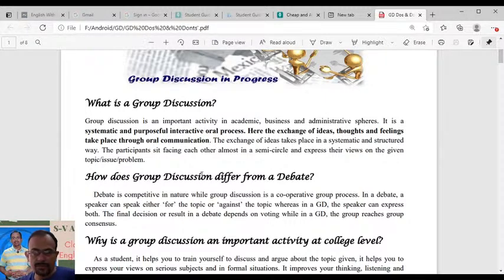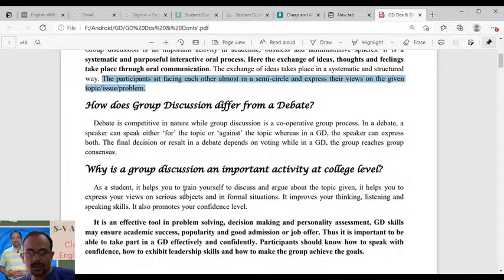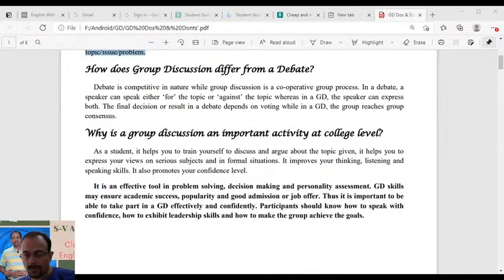How does group discussion differ from debate? And how do they sit? The participants, as you can see here, sit facing each other almost in a semicircle and express their views on the given topic or issue or problem. They sit facing each other because if you do not, you cannot maintain eye contact, which is very important for any kind of discussion, be it debate or group discussion. Keeping eye contact with the participants is very important. Now the question comes, how does group discussion differ from a debate?